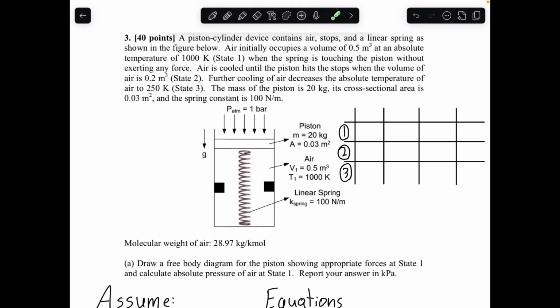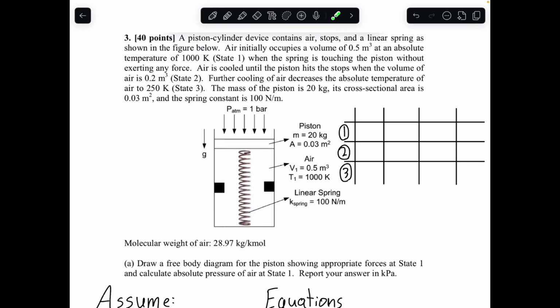For problem 3, we have a piston cylinder device that contains air, stops, and a linear spring as shown in the figure below. Air initially occupies a volume of 0.5 cubic meters at an absolute temperature of 1000 Kelvin when the spring is touching the piston without exerting any force.